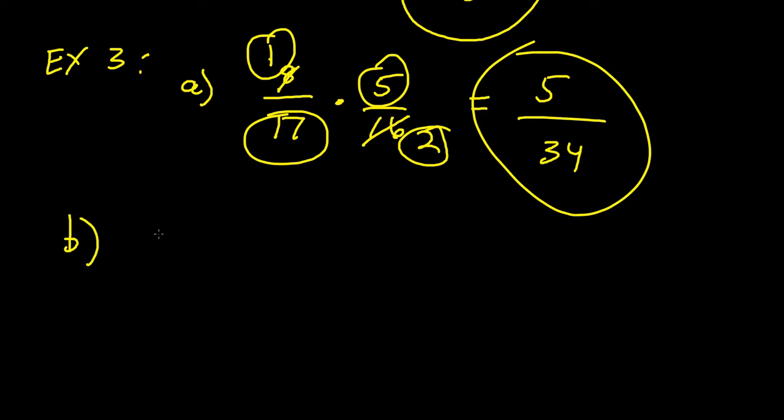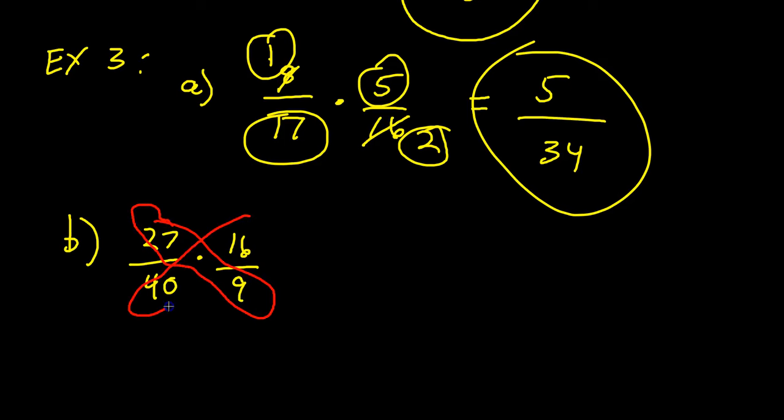Let's see, B, well, this one's a little nastier. 27 over 40 times 16 over 9. And again, I'm going to look to cross cancel. Let me do this drawing thing again. 27 and 9, I'm going to be able to cancel some things out there. And 16 and 40 also have some common factors. All right, so I'm going to look to do some surgery before I perform the actual multiplication.